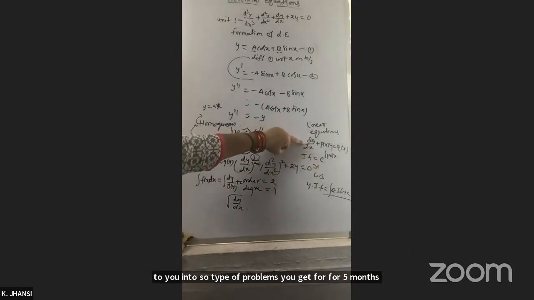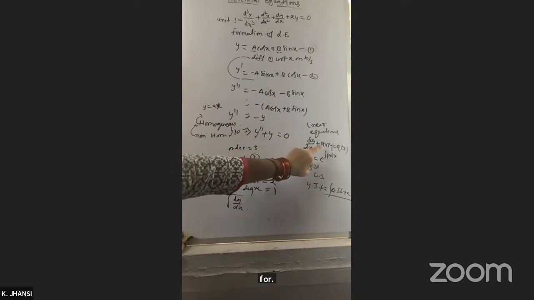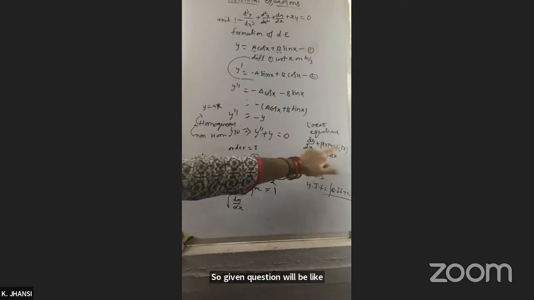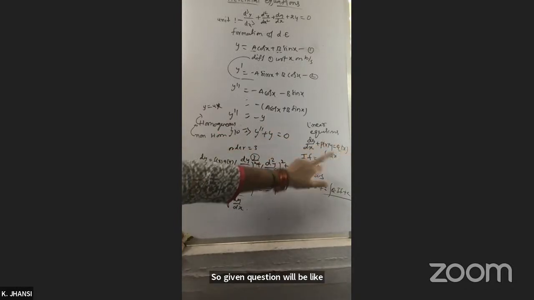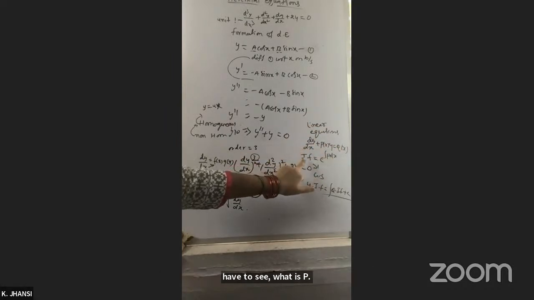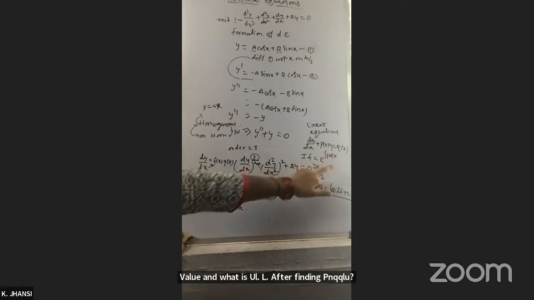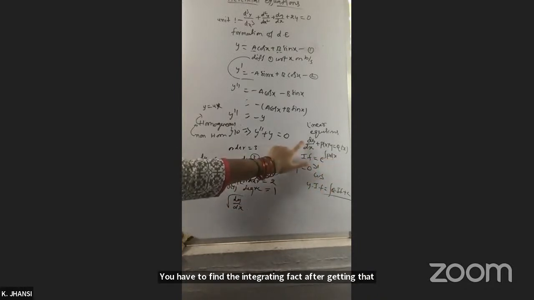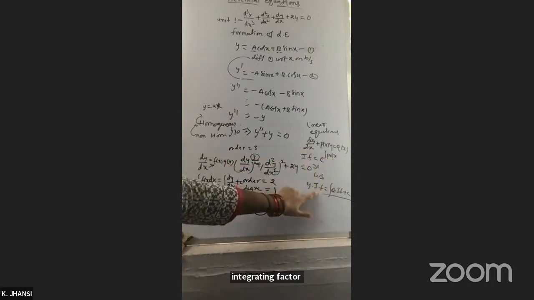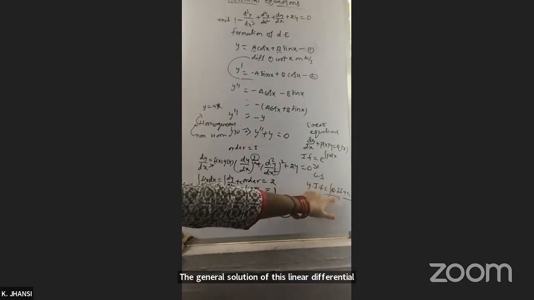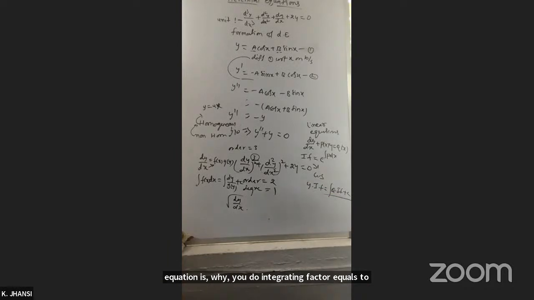So the given question will be like this. From this, you have to see what the p value is and what the q value is. After finding the p and q values, you have to find the integrating factor. After getting the integrating factor, the general solution of this linear differential equation is y into integrating factor equals integral of q into integrating factor plus c.